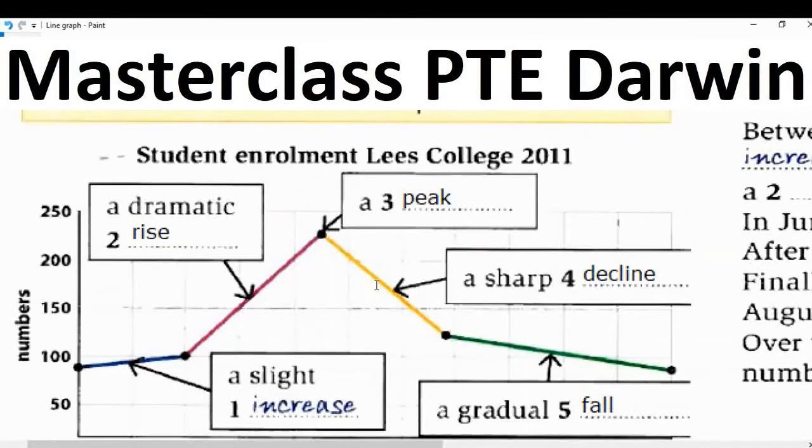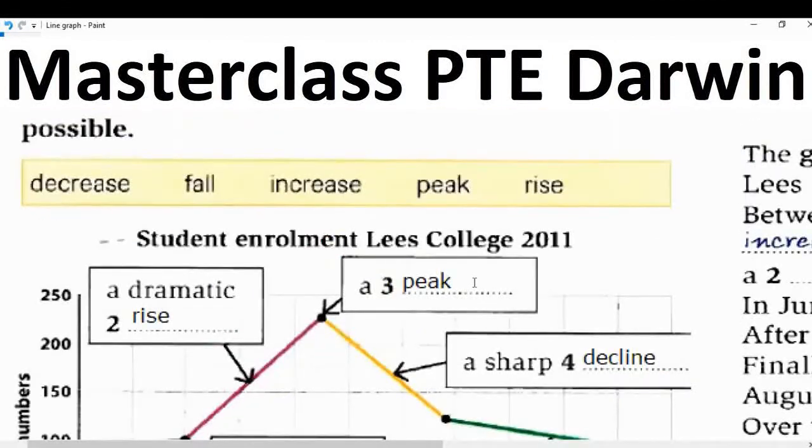What number can we pick for the peak? Maybe 230, something like that. 230, okay, 220. I think it's slightly more than 220 because it's more than 50%. Okay, 220 will do. You don't really have to be exactly the same. 220, 230, all will do. So these are the things we can use.